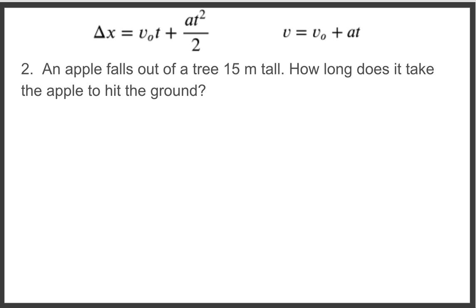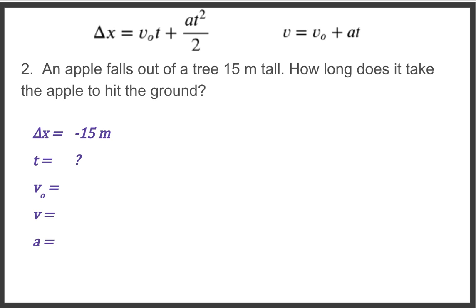Let's take a look at another question. So here an apple falls out of a tree. The tree has a certain height to it. So let's again take a look at the information that we're given in the problem. We can see that we're given a distance or a displacement. We'll call that our delta x. And we're asked to find a time.